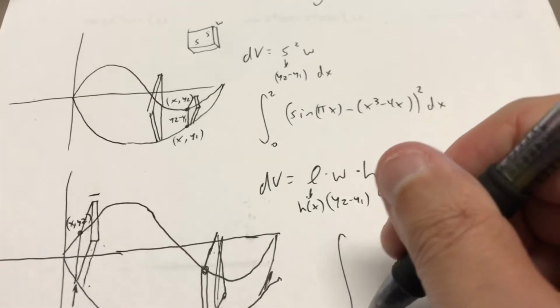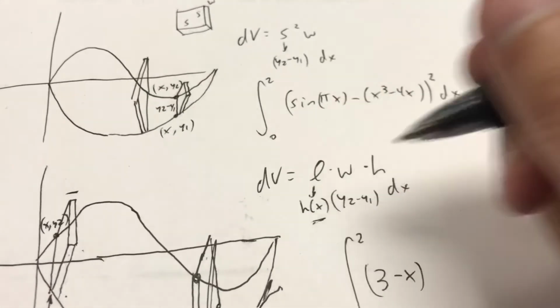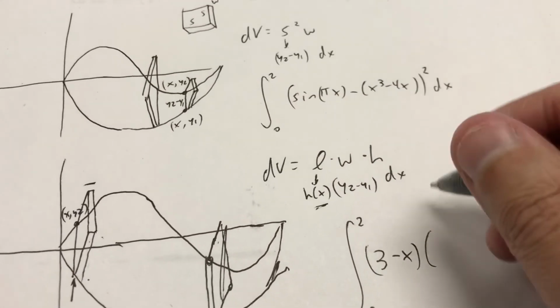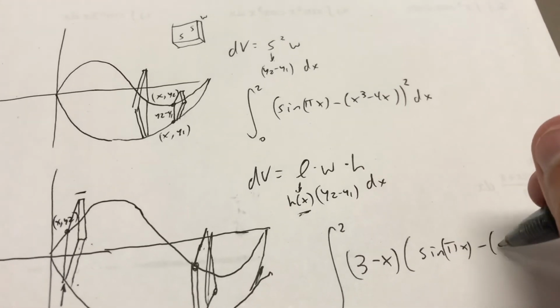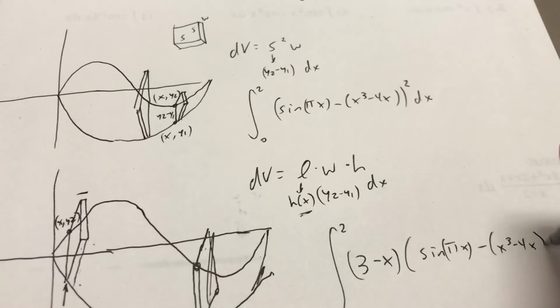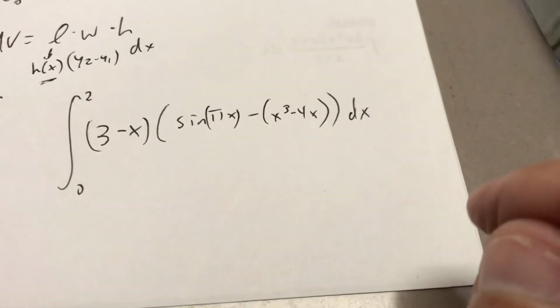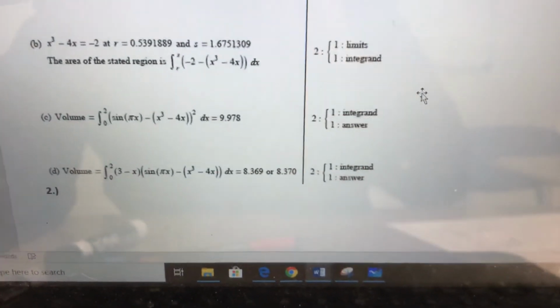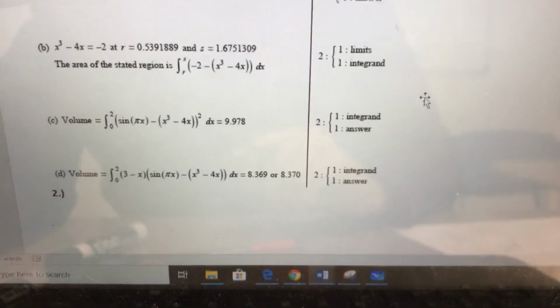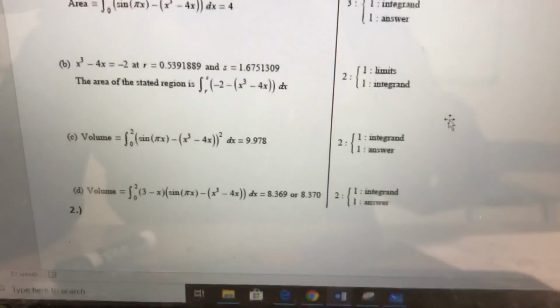So same thing, we're taking the integral from 0 to 2. The h of x function is 3 minus x. I'm going to replace that. y2 minus y1 is going to be sine of pi x minus (x cubed minus 4x), okay? And then it's all times dx. And I think that integral should end up doing it. Let's go back and take a look at their answer and see if that's the same thing. And yeah, they ran it through the calculator, but same answer. So interesting problem, but not terrible. All the parts kind of link together.